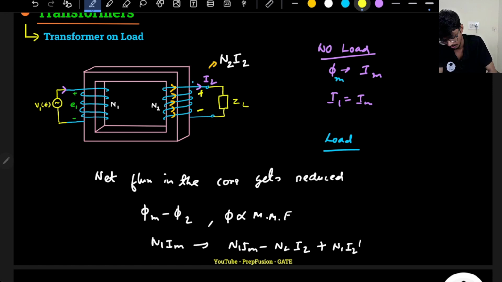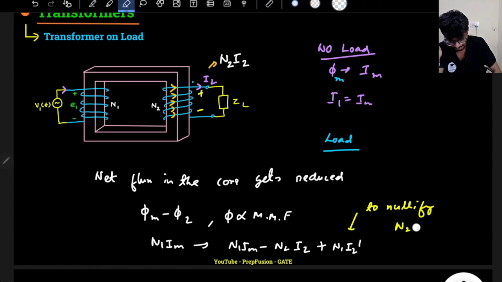to nullify N2 into I2. So what is happening? Some opposing flux, opposing MMF, got produced here. Of course we don't want the opposing force to win. So it takes an additional current from the supply so that it can oppose the opposing flux, so that I can maintain the same amount of flux, that is phi m, on the core. My purpose is to maintain the same amount of flux phi m on the core.